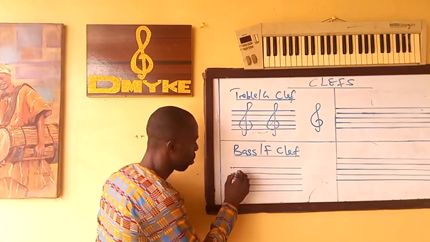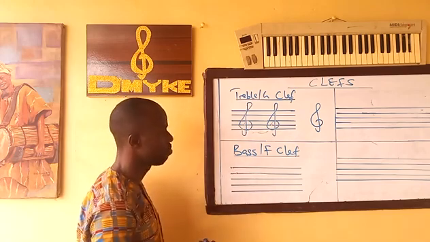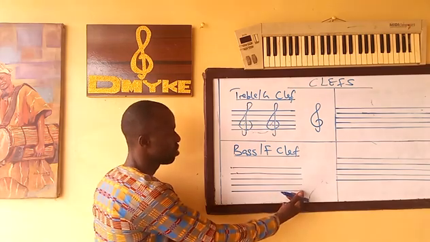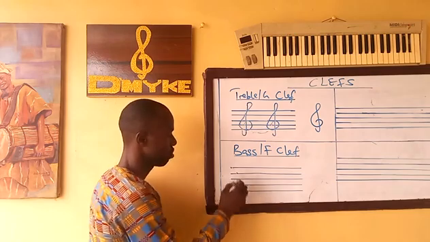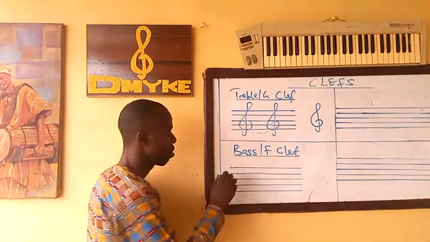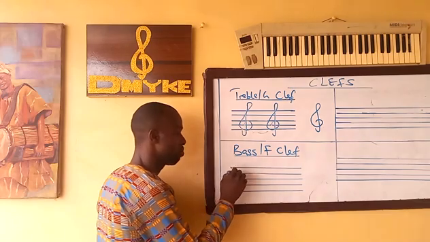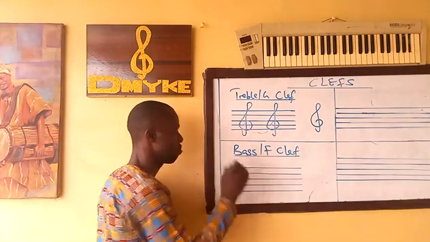Put a dot on line 4. Line 4. Don't forget, you start numbering from here. Line 1, line 2, line 3, line 4, line 5. Put a dot on line 4. Make a curve to touch line 5. Bring it back to line 4.